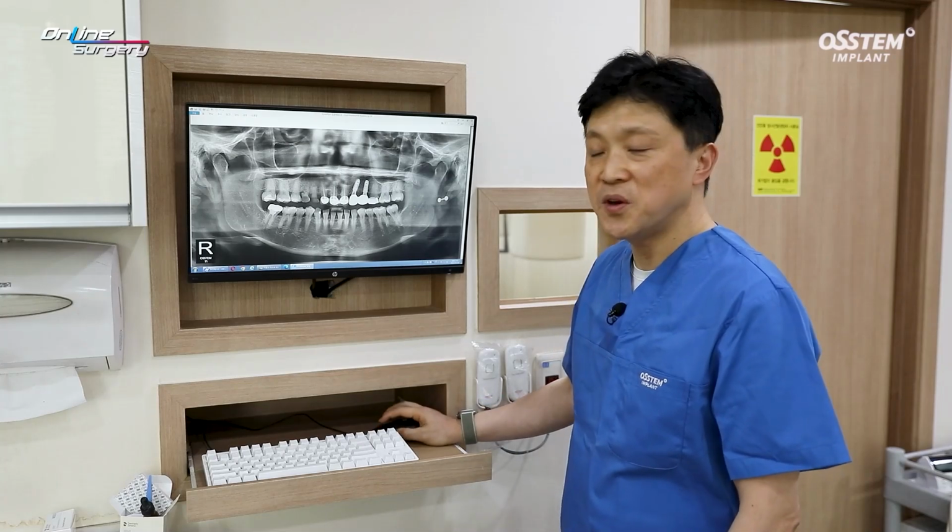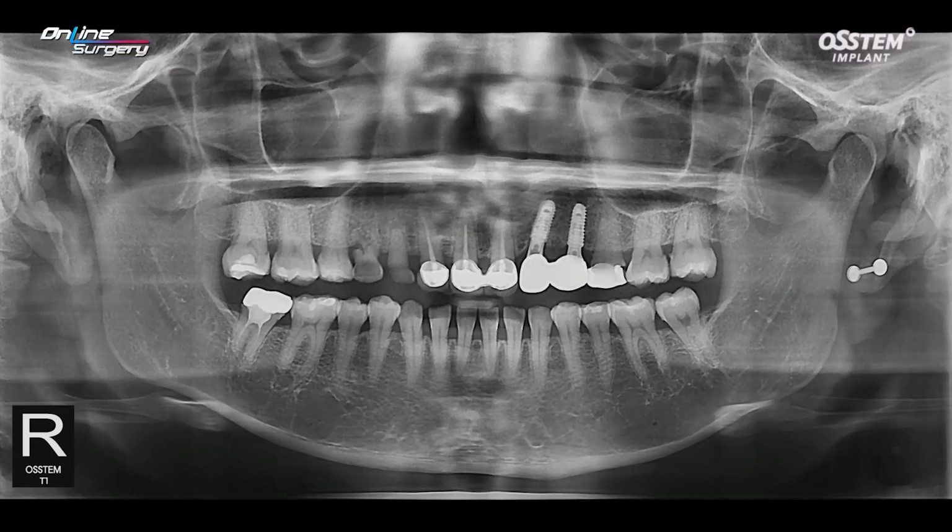Let's look at a live surgical case. Let's look at the x-ray first. In the case of this patient, teeth number 22, 23, 13, and 14 were congenitally missing. For number 22 and 23, implants were placed to address them. Today, we're going to address number 13 and 14, which are retained primary teeth.